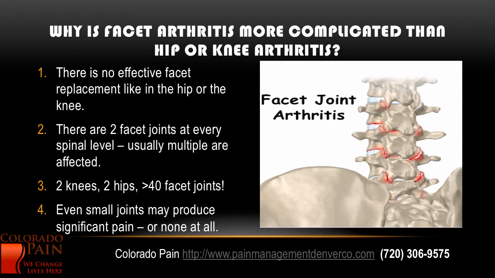Why is facet arthritis more complicated than hip or knee arthritis? Well, there really is no effective facet replacement like there is in the hip or the knee. Hip and knee replacement are two of the best quality of life operations we have. There are two facet joints at every spinal level, and usually multiple are affected. So if you have joint arthritis in the facets at one level, usually you have it at several. There's over 40 facet joints altogether, so there's a lot more of them than the hip or the knee. Even small joints may produce significant pain, or maybe none at all.